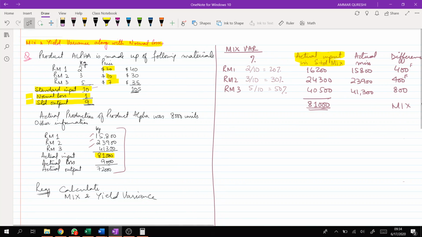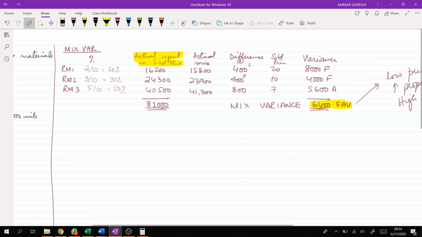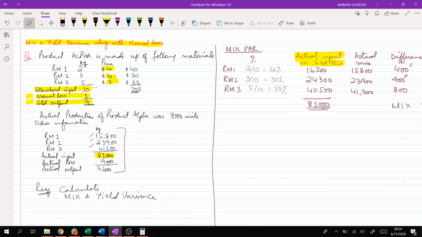Now the next one is yield variance. So a student may ask a question here: where are the losses? Losses have nothing to do with the input quantity. Losses are related to the output quantity, right? So losses will be reflected in yield variance, right? So now we are going to calculate material yield variance.